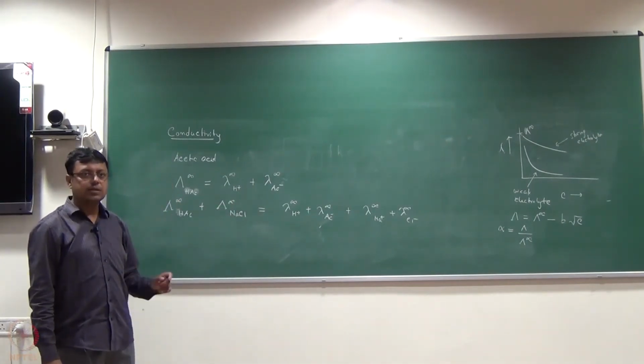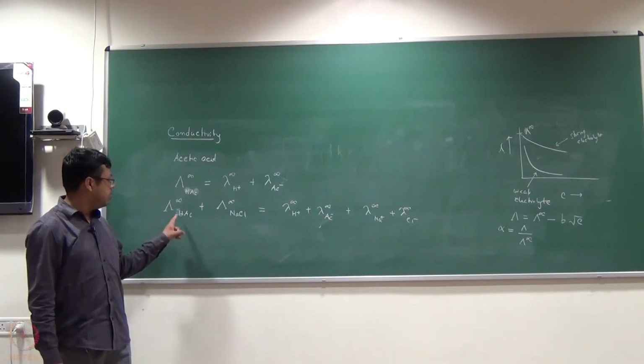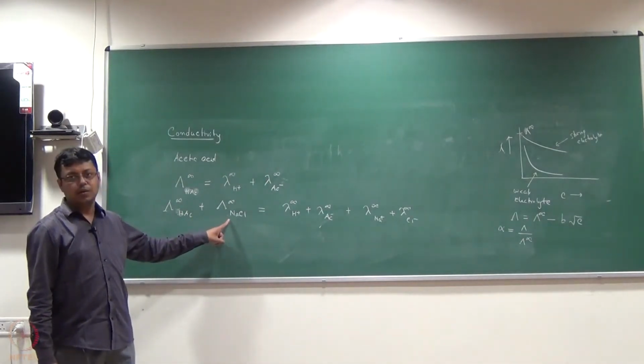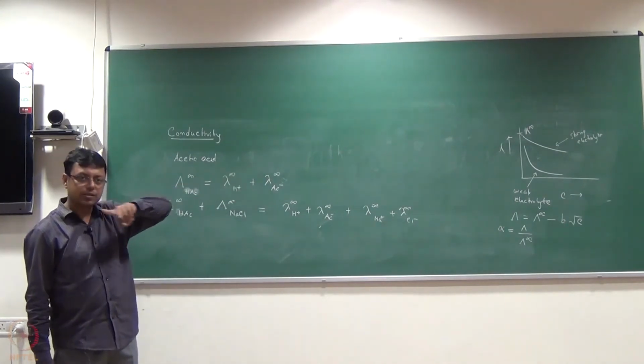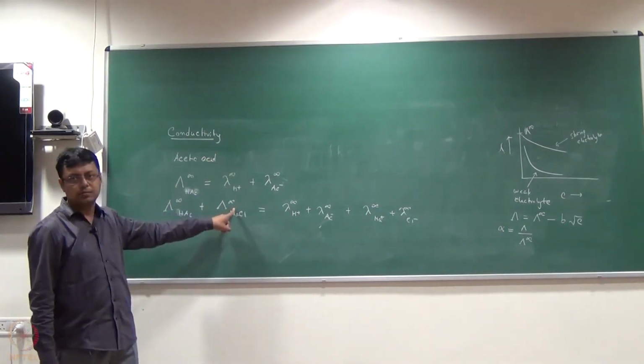Now there is a trick. The trick is that I want the acetic acid value. Lambda NaCl I know. How? Because it's a strong electrolyte. The curve is not so nonlinear, so I can actually extrapolate and get that value.